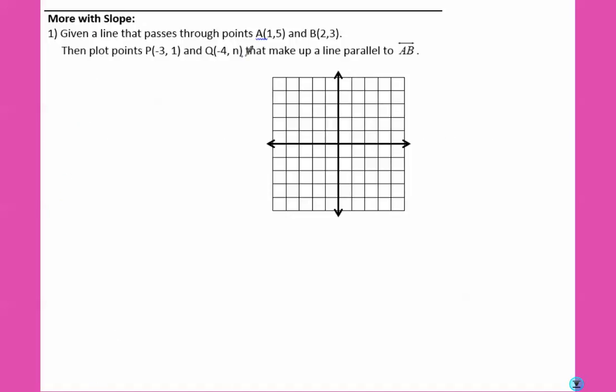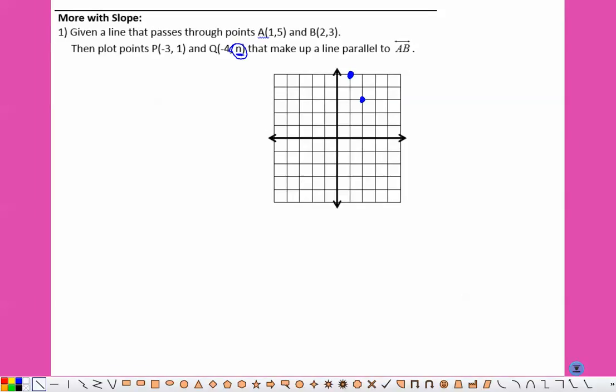So if we're given a line that passes through the point A at 1, 5 and the point B at 2, 3, then plot points P, -3, 1, and Q, -4, N, that makes up a line parallel to AB. So we need to figure out what that part of the coordinate is going to be. So I'm going to start by plotting 1, 5 and 2, 3. And I'm going to draw that line.